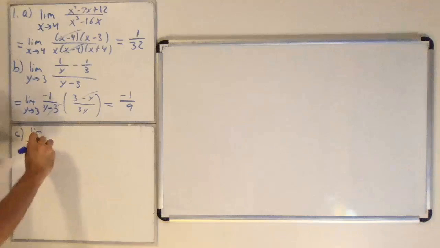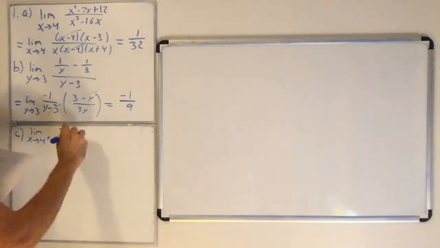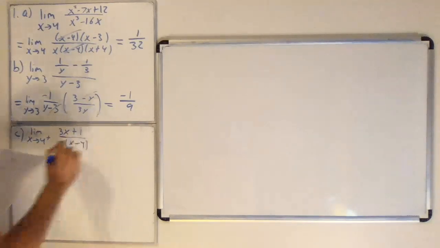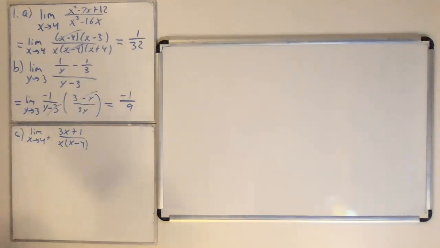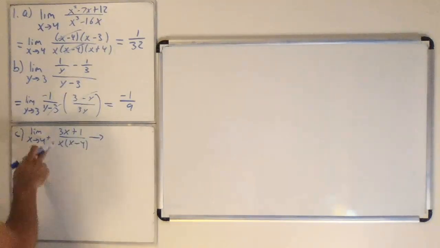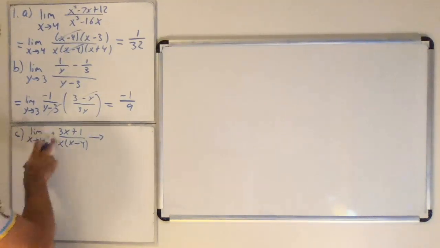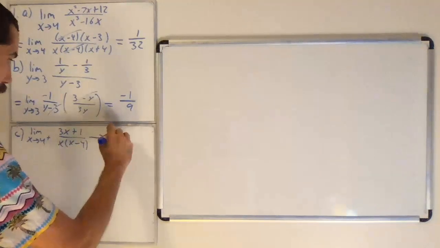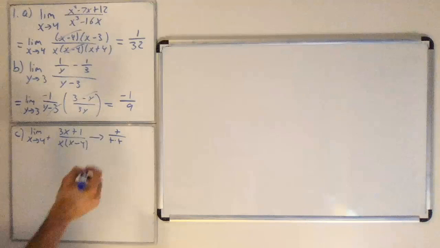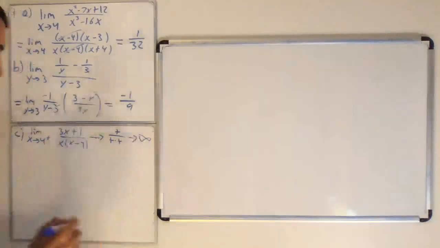Next is the limit as x goes to 4 from the right of 3x plus 1 over x times x minus 4. And here if we plug in x equals 4, we would get 13 over 0. Okay, so this limit doesn't exist, but we could check if it goes to positive or negative infinity. And the way we do that, we're plugging in 4 from the right, so we're using a number a little bit bigger than 4. We'd have a positive as our numerator and a positive in our denominator. So that's going to go to positive infinity.